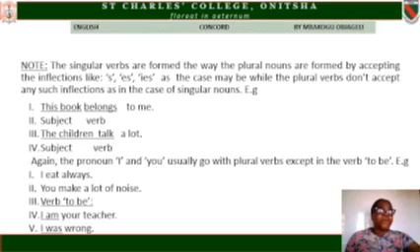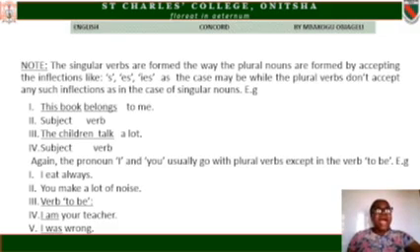Another example, you make a lot of noise. In this sentence, you can also see that you has been treated as plural because it accepts a verb in the plural form. Now, where it has to do with the verb to be, I said there is a little adjustment where it has to do with the pronoun I.